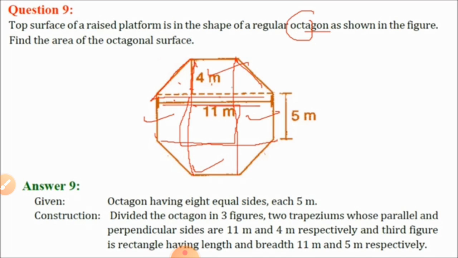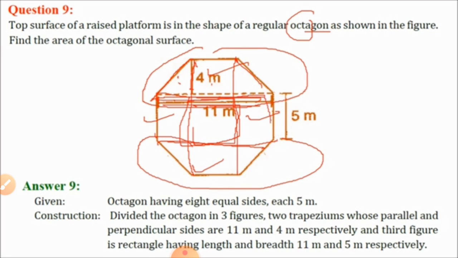Yes. Divide the octagon into 3 figures: 2 trapeziums whose parallel and perpendicular sides are 11 meter and 4 meter respectively, and the third figure is a rectangle having length and breadth 11 meter and 5 meter respectively. There are 2 or 3 different ways to find the answer. Constructions are also there. So first trapezium, second trapezium, and then the rectangle. Clear? Very good, correct, right.